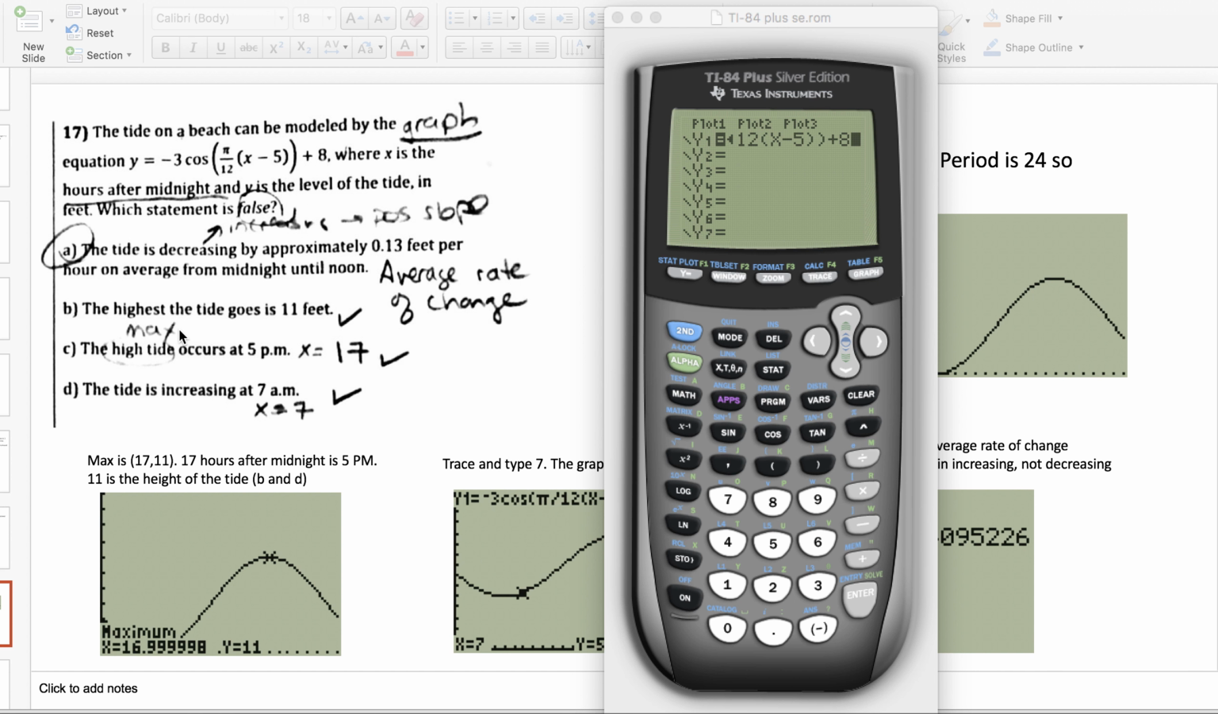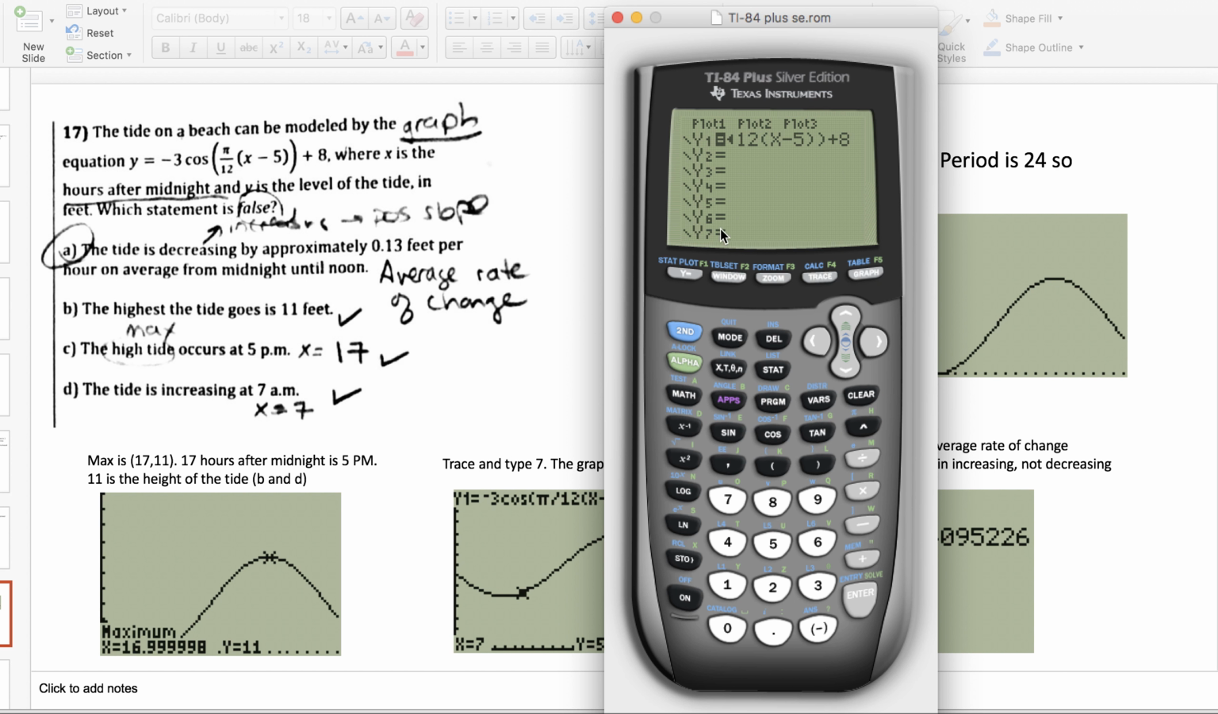So B says the highest the tide goes is 11 feet. So that's saying, is the max 11? Now, we could figure out the max just by looking at the equation because the midline is 8 and the amplitude is 3. So if we do 8 plus 3, we do get 11. So that's definitely true. The other way we can see that is if we go to graph this equation.